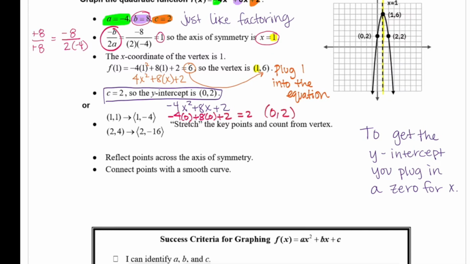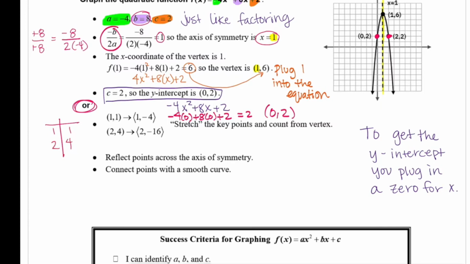So we have a (0, 2) on the left, and that reflects across the axis of symmetry, which gives us the point (2, 2). Now, the other way we can do it is by using the key points. Whenever we have x squared, we have the key points of (1, 1) and (2, 4). The reason is because 1 squared is 1 and 2 squared is 4.